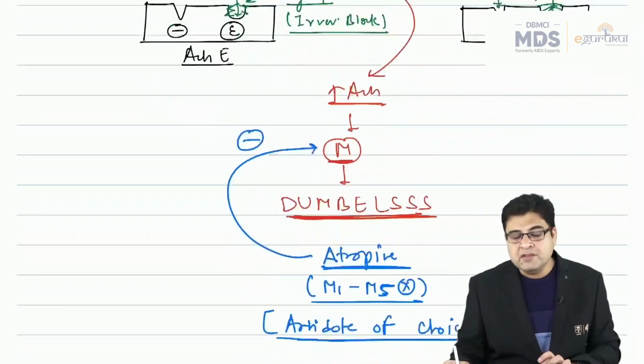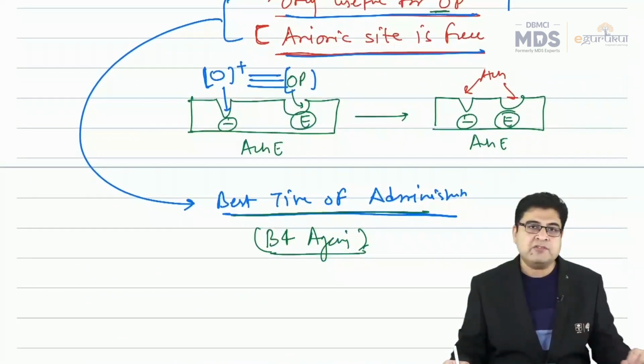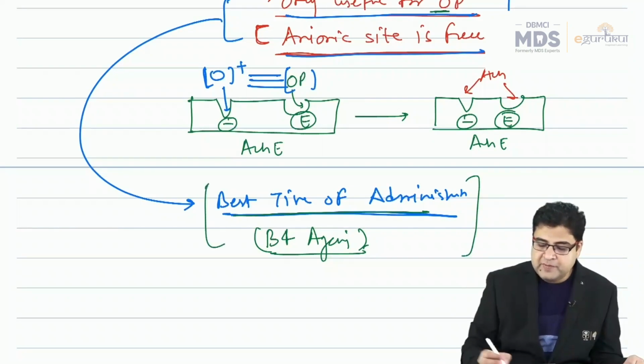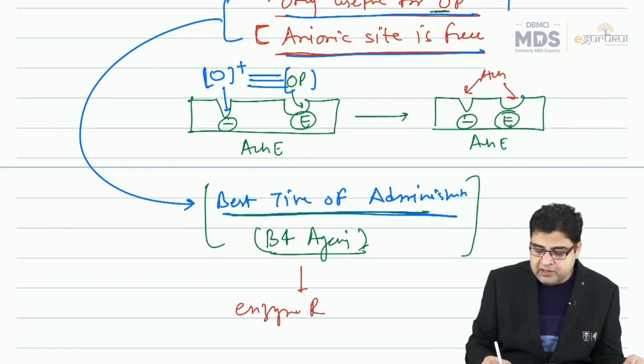And what is the purpose? These medicines can remove organophosphates from the enzyme and the enzyme gets reactivated. So these medicines are given before the process of aging, so the enzyme can be reactivated.